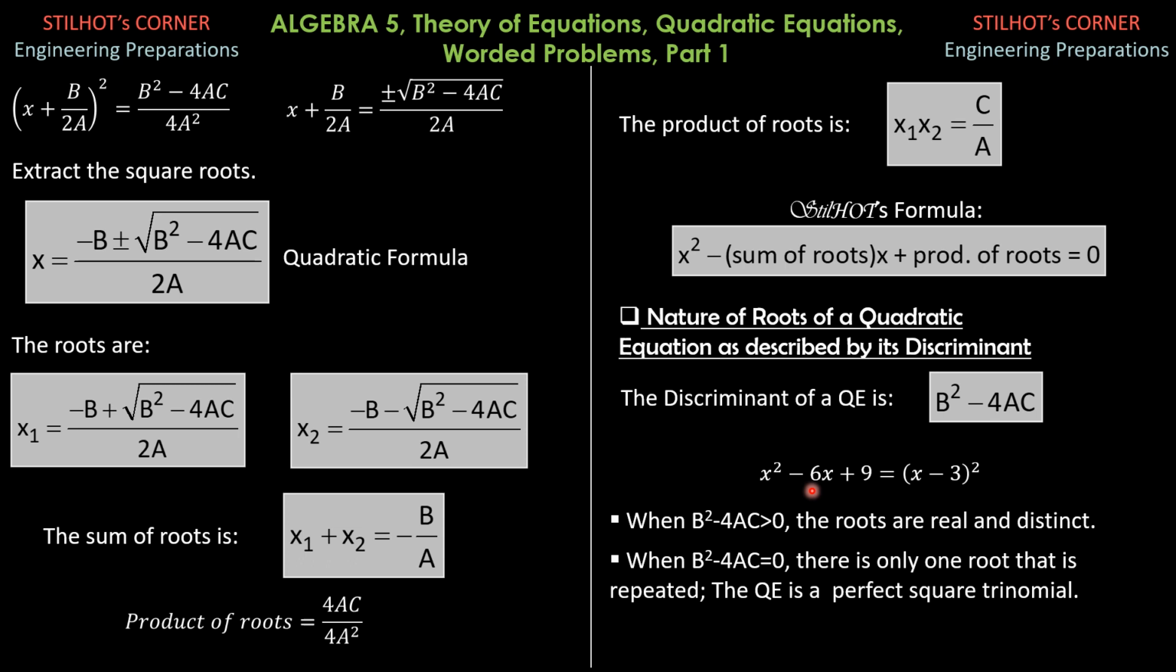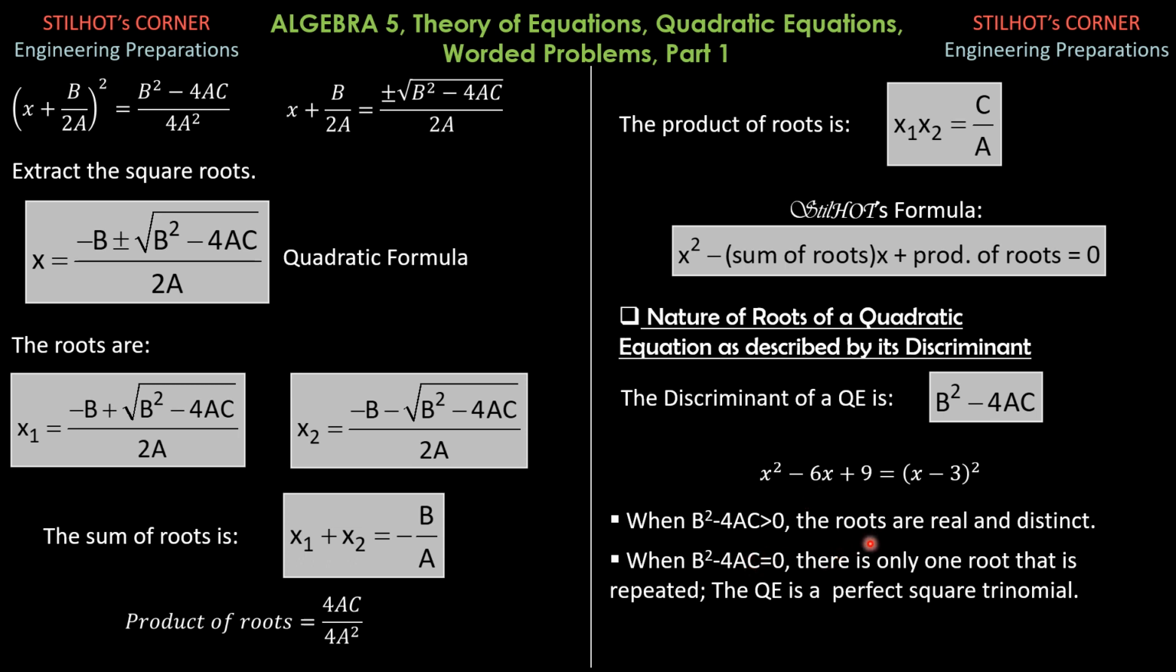So b squared, negative 6 squared, is 36, minus 4 times 1 times 9. So 4 times 1 times 9 is 36 also. So negative 6 squared minus 4 times 1 times 9, which is 36 minus 36, equals 0. So that verifies that for a perfect square trinomial, the discriminant is 0.